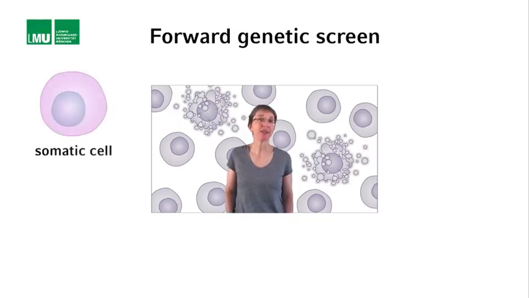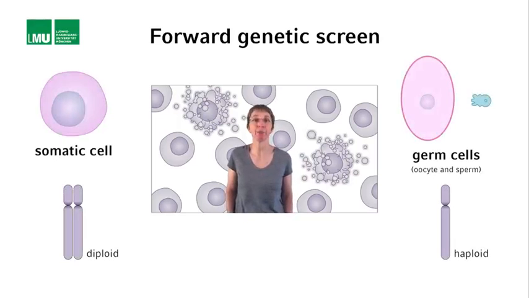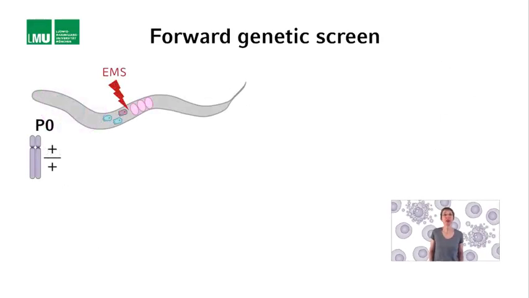Unlike C. elegans somatic cells, which are diploid, the germ cells of C. elegans are haploid, which means that their nuclei carry only one copy of each of the 6 C. elegans chromosomes, and therefore only one copy of each of the 21,000 genes that the C. elegans genome contains. The mutagenized hermaphrodites are referred to as the parental generation, or P0.